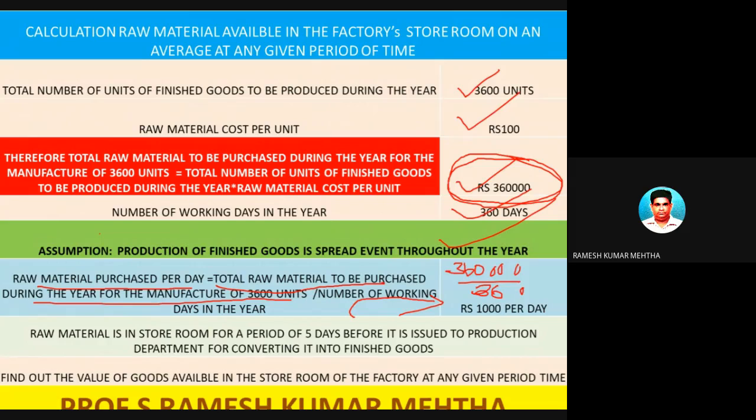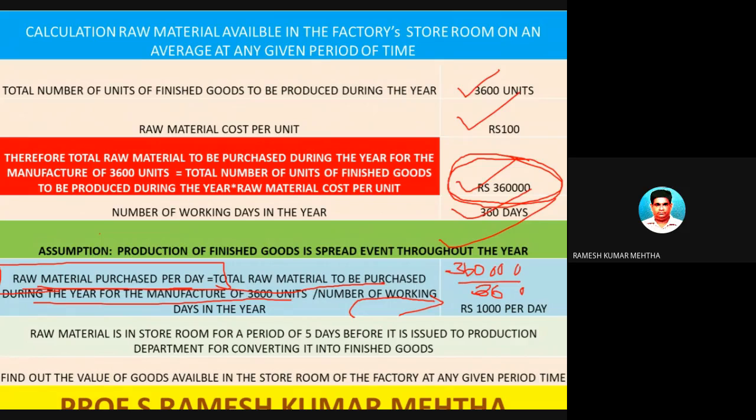How did I get raw material purchase per day? Raw material purchase per day is equal to the total amount of raw material purchased for the whole year for producing the budgeted units, divided by the number of working days in the year. So on an average, I am going to purchase 1,000 rupees of raw material per day. Total purchases per day is equal to 1,000 rupees per day.